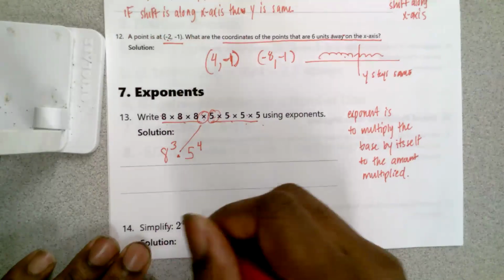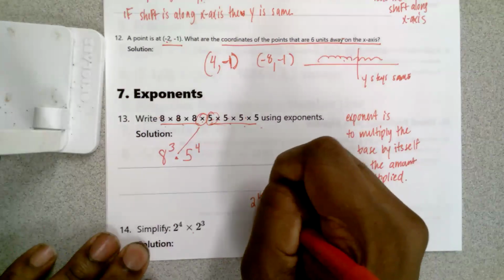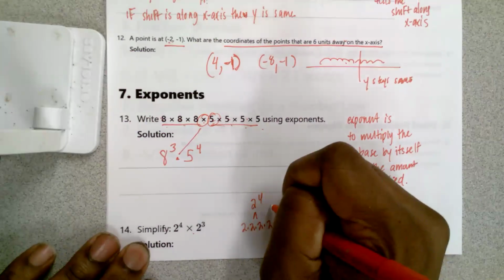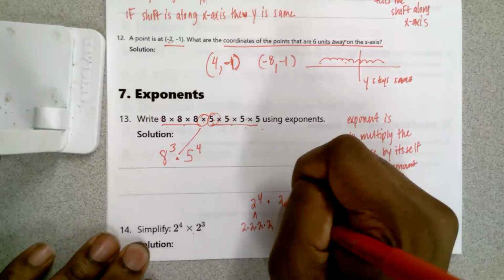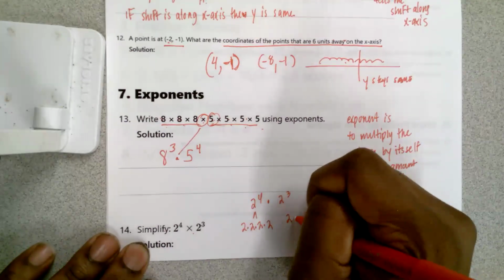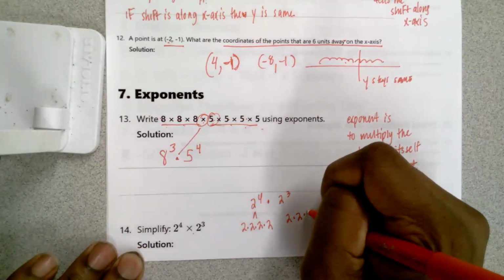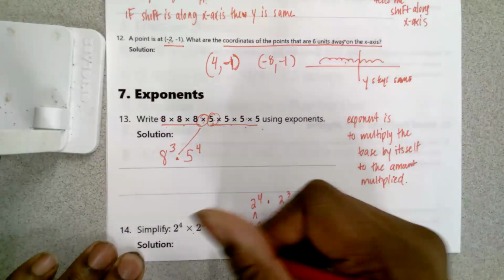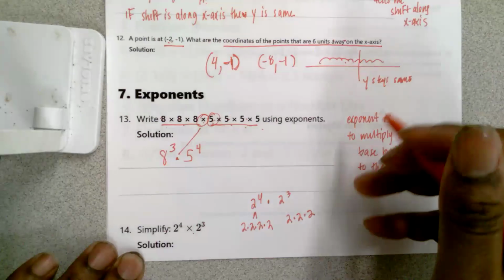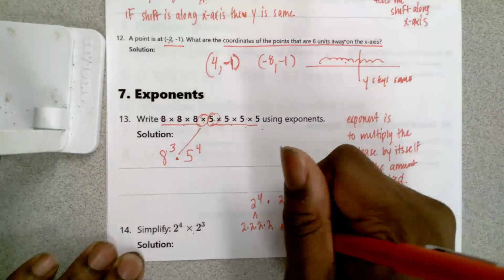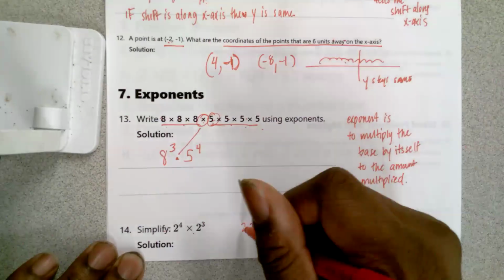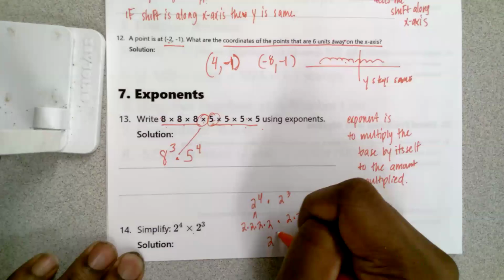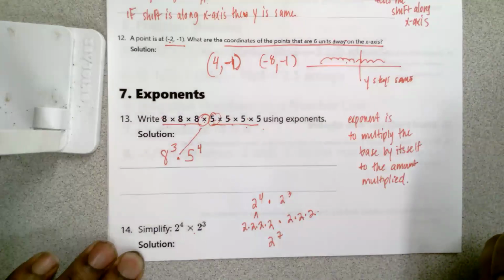Simplify 2 to the fourth power times 2 to the third power. Well, we know 2 to the fourth power is 2 times 2 times 2 times 2. And it says times 2 to the third power. We know that is 2 times 2 times 2. Well, if I was to simplify this or make it simpler, there's many ways to simplify it. Everything is 2 and it's being multiplied by itself. So 2, 1, 2, 3, 4, 5, 6, 7. So 2 is being multiplied by itself 7 times, which is why it's 2 to the seventh power.